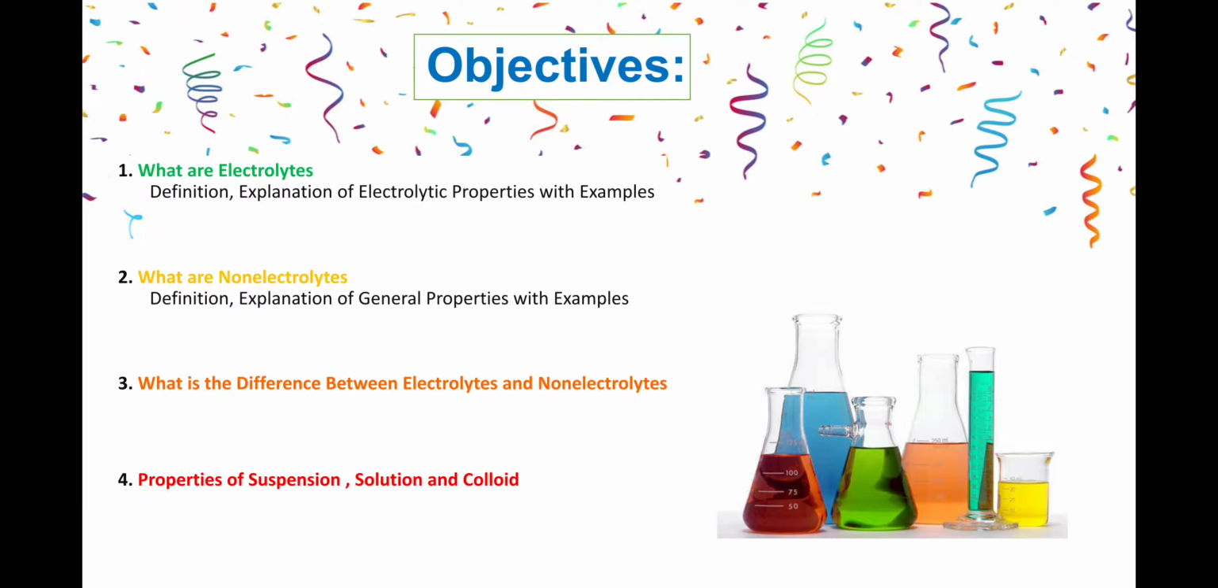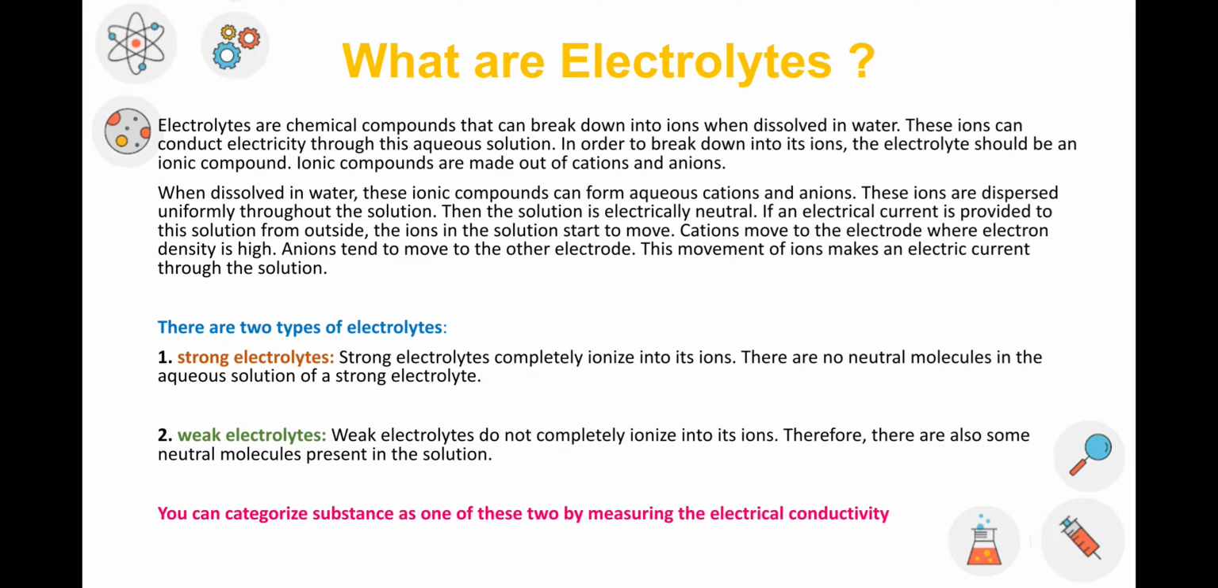So we are going to talk about what are electrolytes, what are non-electrolytes, what are the differences between electrolytes and non-electrolytes, and properties of suspension, solution, and colloid. What are electrolytes? Electrolytes are chemical compounds that can break down into ions when dissolved in water. These ions can conduct electricity through this aqueous solution.